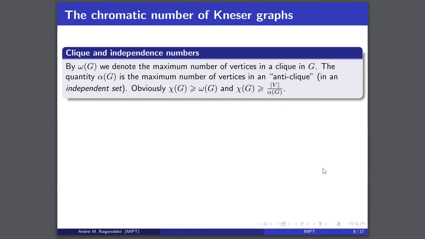In fact, since chi of G is an integer number, then it's possible to put here the upper integer part. Yes, it's a general law. If an integer number is not less than a ratio, a fraction, then of course it's possible to put here the ceiling of this fraction. Okay.